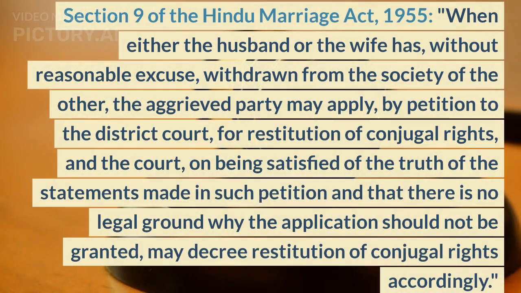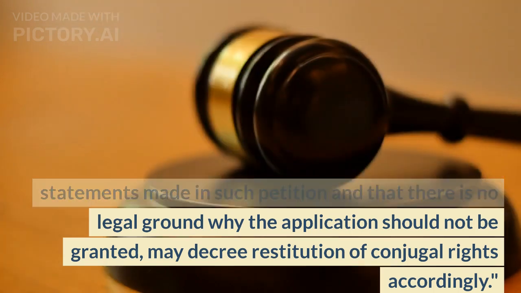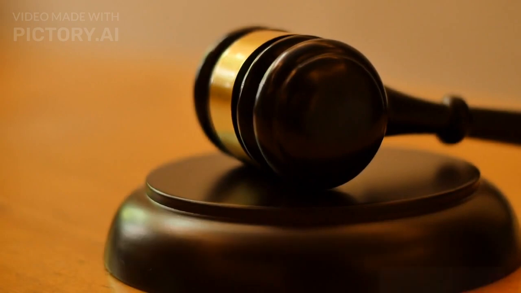Section 9 of the Hindu Marriage Act, 1955: when either the husband or the wife has, without reasonable excuse, withdrawn from the society of the other, the aggrieved party may apply, by petition to the district court, for restitution of conjugal rights, and the court, on being satisfied of the truth of the statements made in such petition and that there is no legal ground why the application should not be granted, may decree restitution of conjugal rights accordingly.